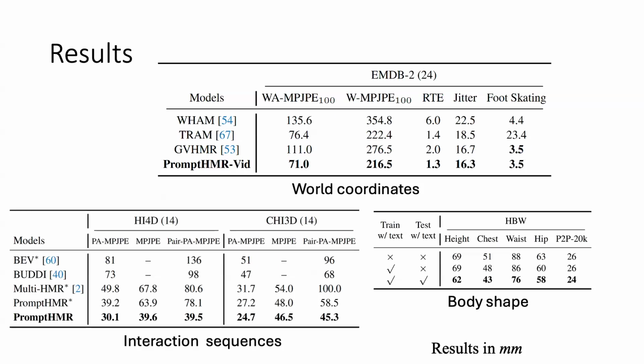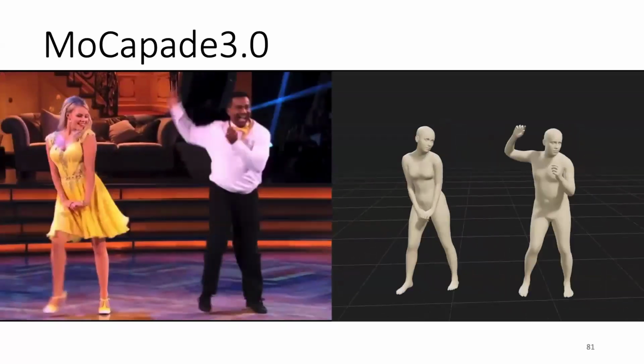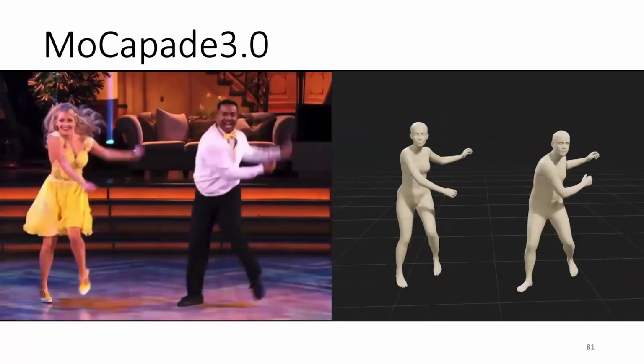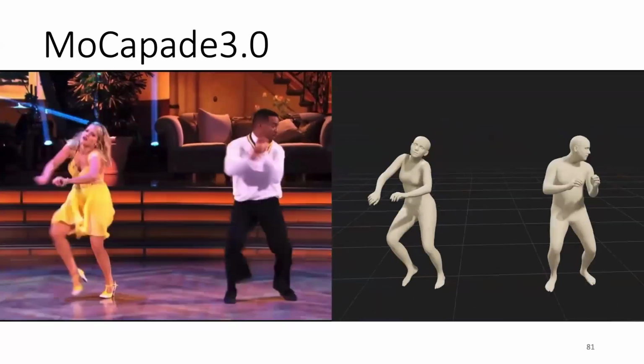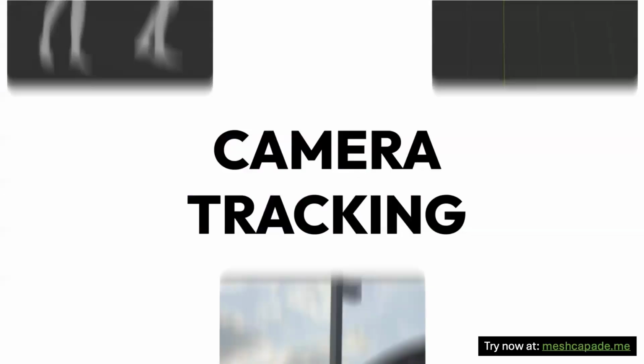But when we look at the metrics in terms of world coordinates that we were looking at before, it's significantly more accurate than the recently published methods. So just to give you an idea, this same method is live on the Meshcapade website. It's called Mocapade 3.0. The code for the CVPR version should be out now, or certainly by the time the main conference starts.